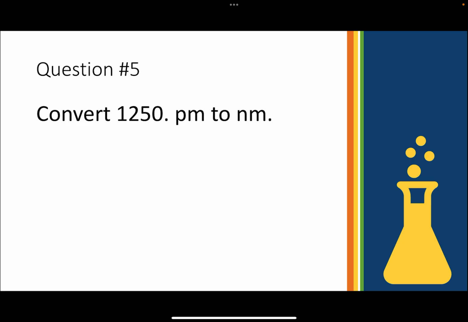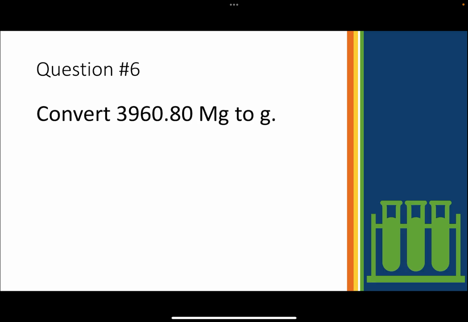For our next one, we have 1,250 picometers. To get to nanometers, we would go 1, 2, 3 to the left. So we would have 1.250, and that means that 1,250 picometers is equivalent to 1.250 nanometers.